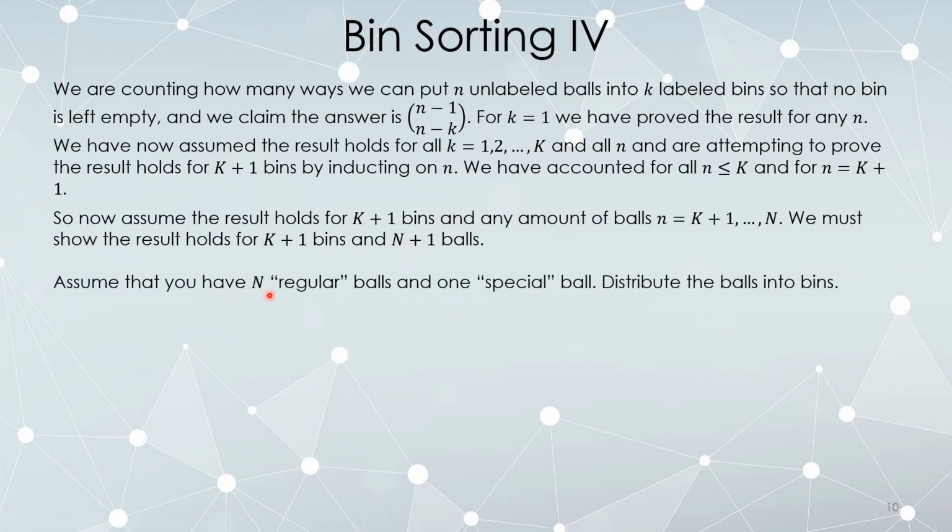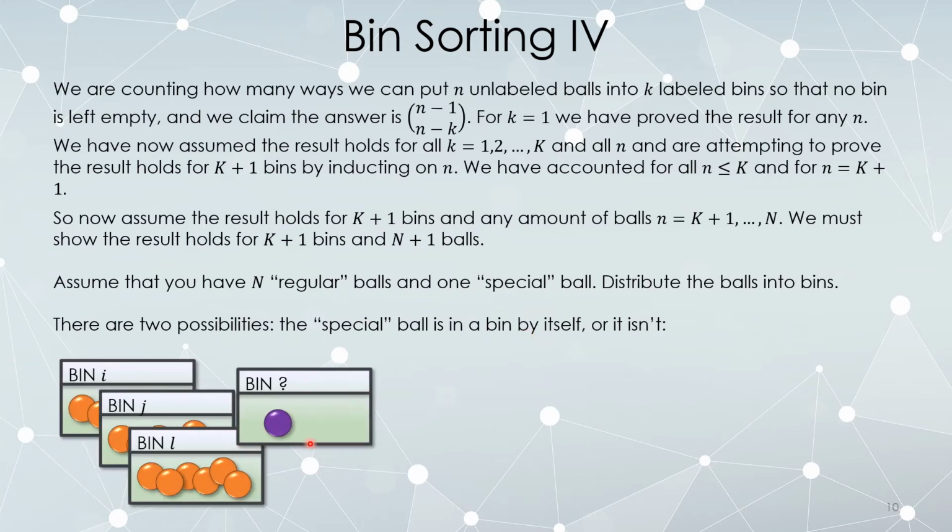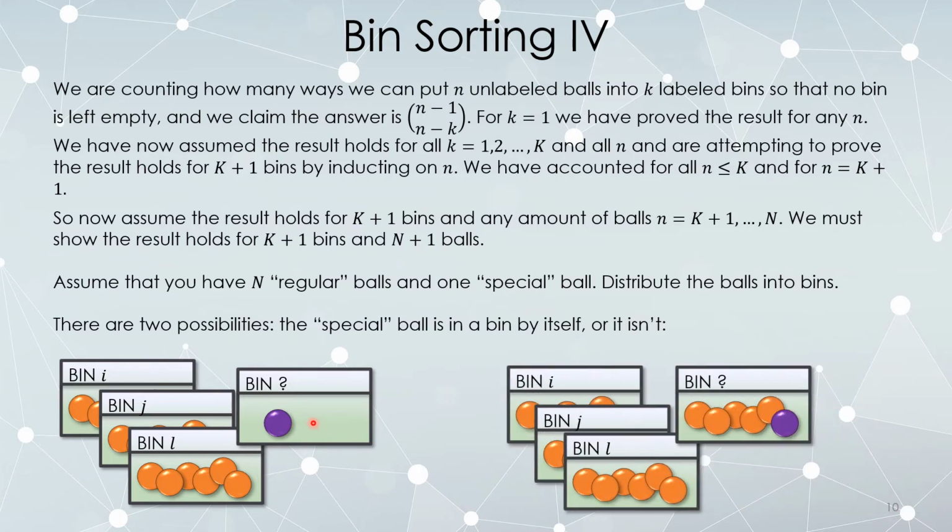So now assume we have n regular balls and one special ball. So out of the n plus 1 balls, one of them is special and the rest are not. Distribute the balls into bins. There's two possibilities as to how this worked out. The special ball is by itself or it is not. So possibly some unknown bin got the special ball and nothing else, or possibly the bin that contains the special ball also had other stuff in it, but I don't really care which bin it's in at this point. I'm simply stating there are two possible distributions at the end of the day. The special ball is by itself, or it is not.